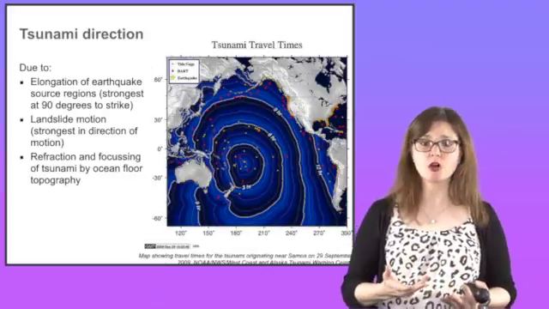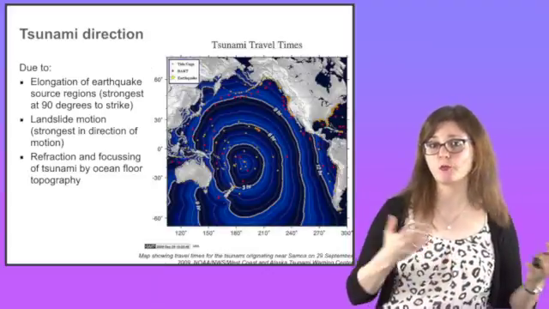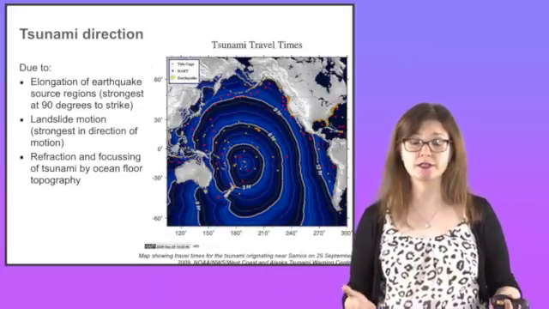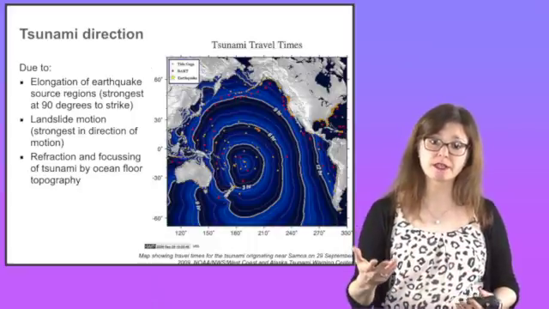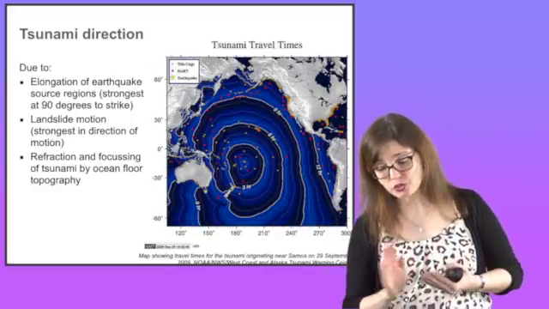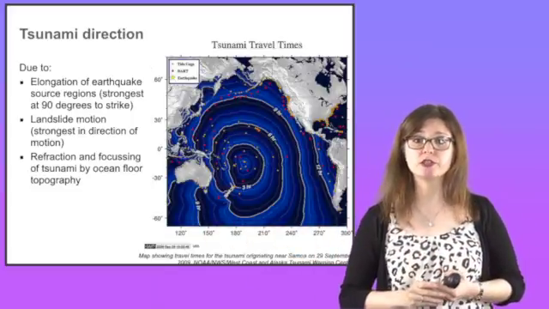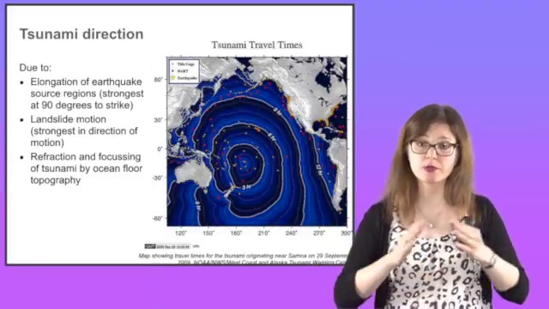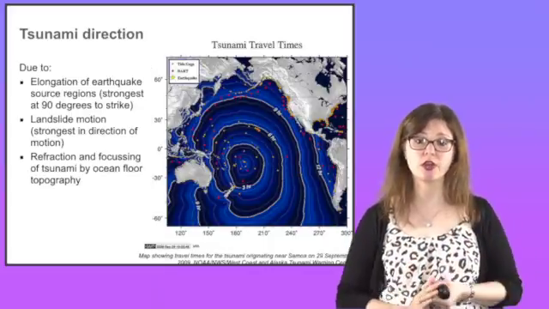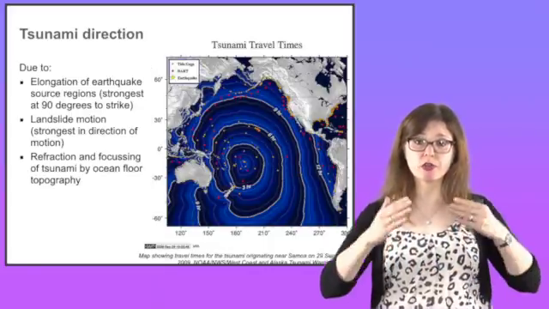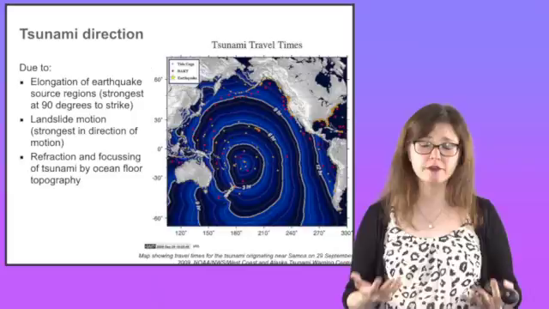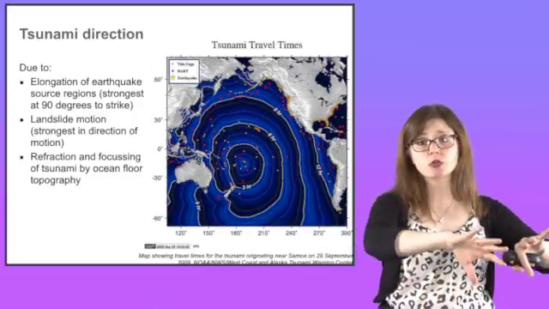So when we think about tsunamis, we're interested in looking at the direction in which they go. Tsunamis can impact many different countries. It's an international hazard at the best of times. And so what we see is an elongation of the earthquake source drives the strongest tsunami at 90 degrees to which it actually occurs. So that's where we see most of the energy being shifted, at 90 degrees to the strike of the earthquake. Landslides are most powerful in the direction in which they slide. And of course, when we have any type of wave, it will refract around any shallower surfaces or islands.